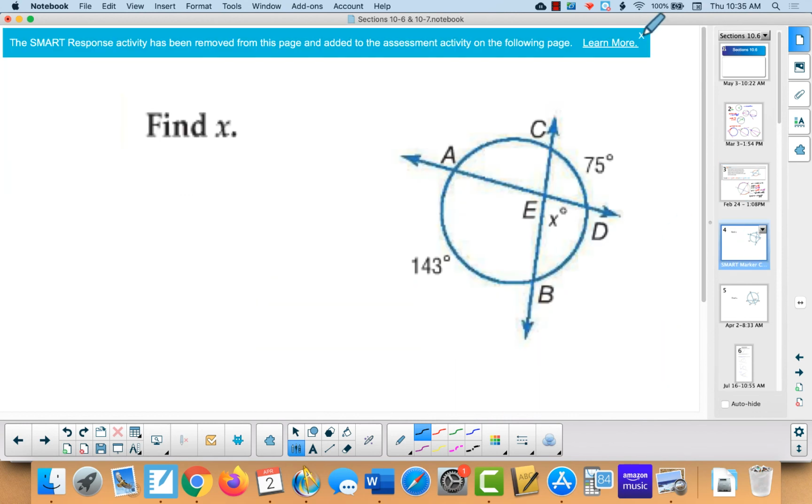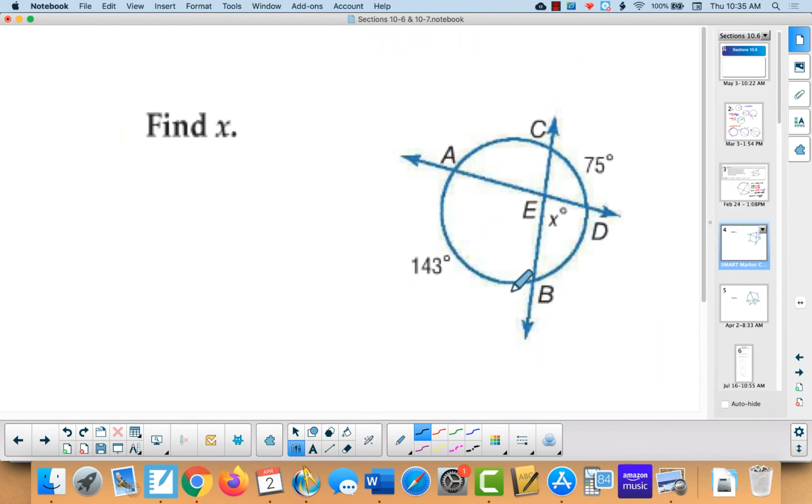So when doing problems like this, whatever angle you're trying to find, you need to figure out what its intercepted arcs are in order to use the formula. The first thing you want to do is figure out what formula to use. So you ask yourself, where is the vertex? In this case, the vertex is inside the circle. So we're going to use the formula that we just came up with.